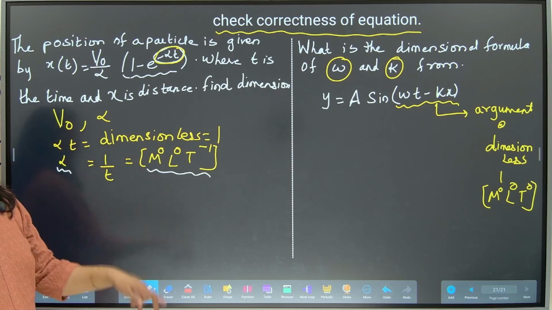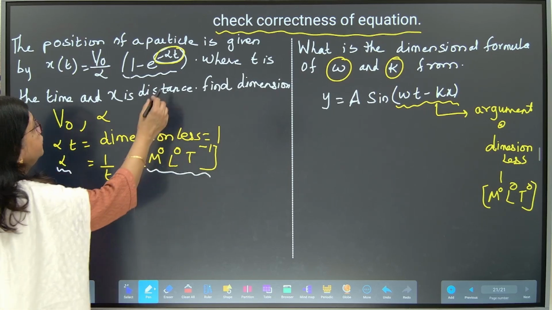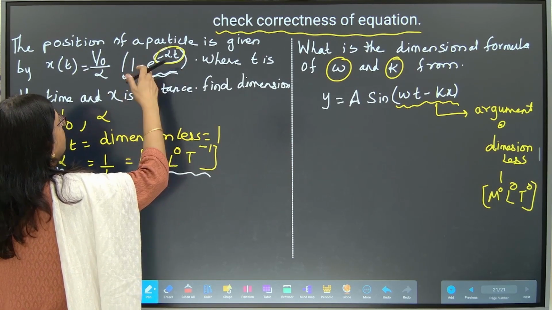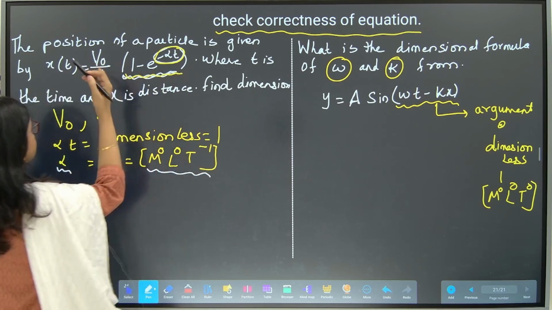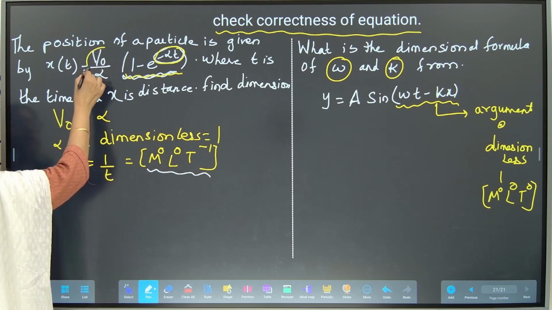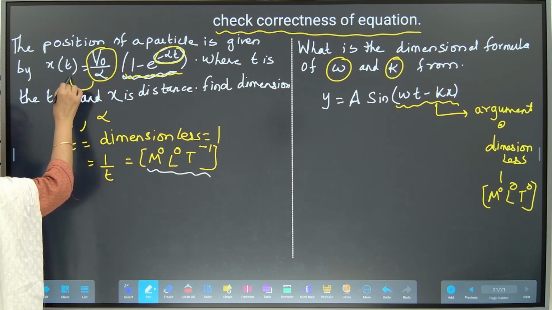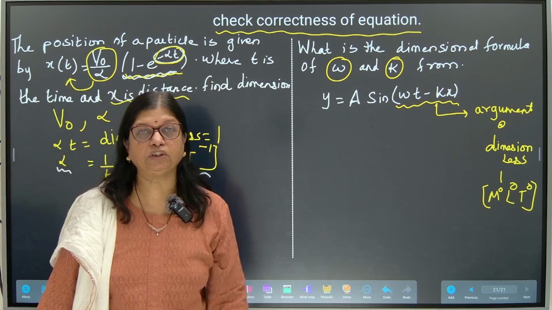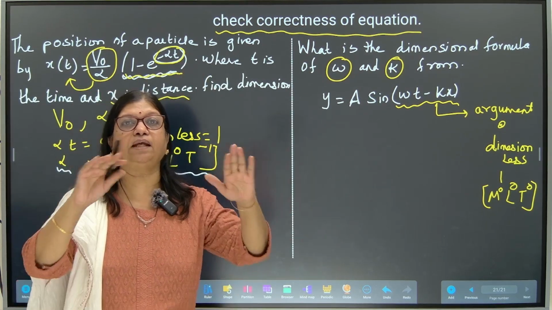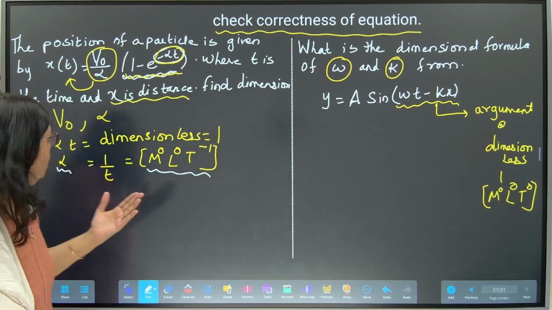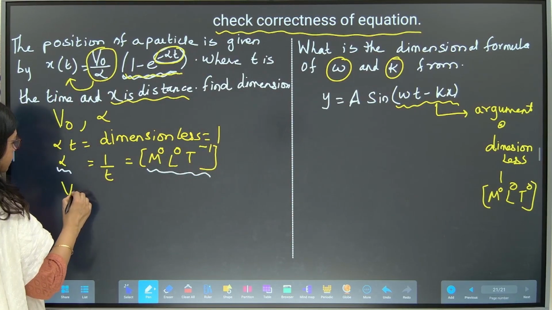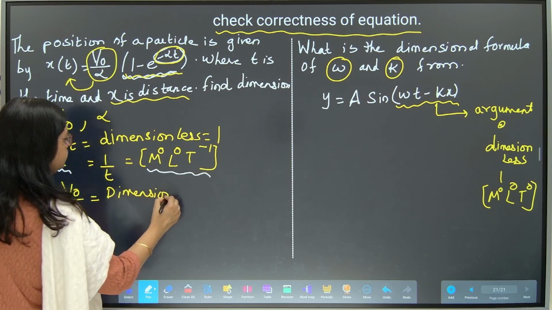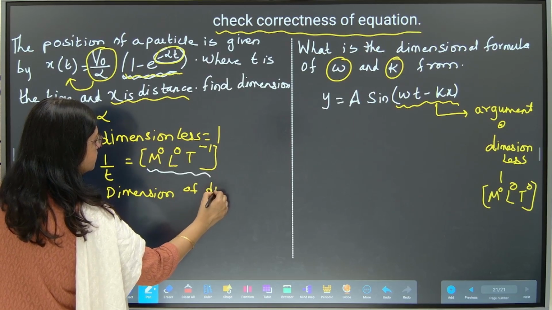Fine. Now I have to find out the dimension of V naught. Okay, if this is dimensionless, this is also dimensionless. Both are dimensionless. So, V naught upon alpha should have the dimension of distance x. Why? We are using the principle of homogeneity. Equation should have the same dimensions on both the sides. So, V naught upon alpha must have the dimension of x, which is the distance.